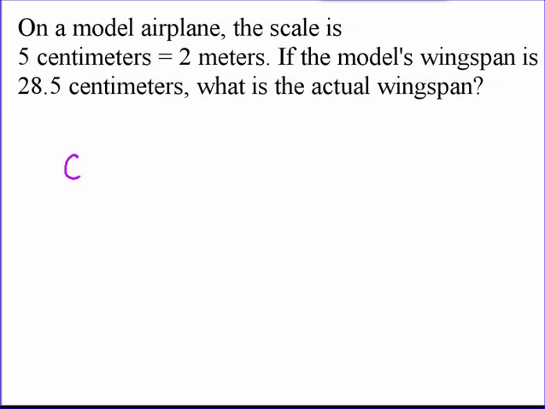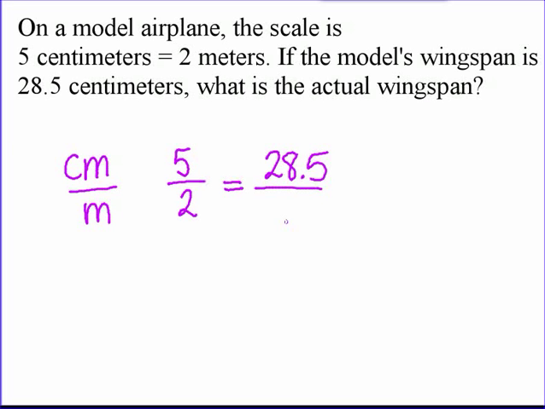So our proportion, I'm going to put centimeters over meters. Could I put meters over centimeters? It would still be okay. It doesn't matter. So in this case, I just need to make sure I put the 5 over 2. And that's going to equal, where does the 28.5 go? On the top or the bottom? The top, because it is centimeters. On the bottom, I'm going to call that x. I could call that anything though. Let's multiply cross products. And you know what? I want you to finish that one for me. So what is the actual wingspan? You tell me what the actual wingspan is.